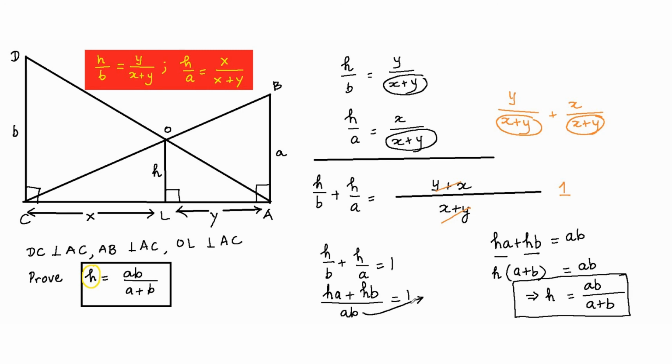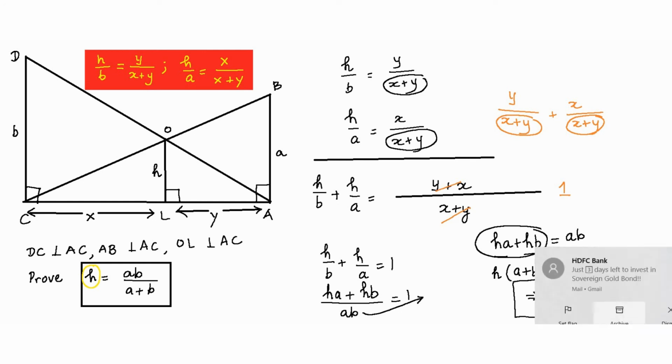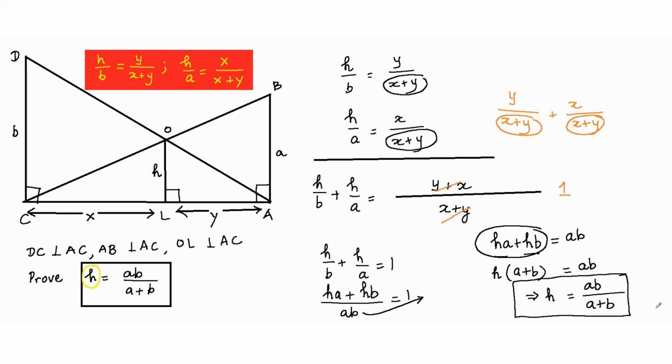AB was transposed to the other side for multiplication. So HA plus HB upon AB equals 1 resulted in HA plus HB is equal to AB. In these two terms, I took H out as common. So H bracket A plus B was AB and H is therefore equal to AB by A plus B. So this is how I proved this particular problem, and let me now pause for a minute and we conclude today's session over here.